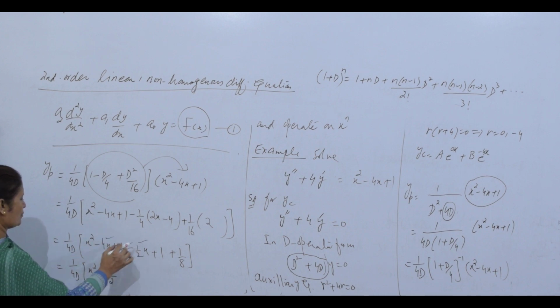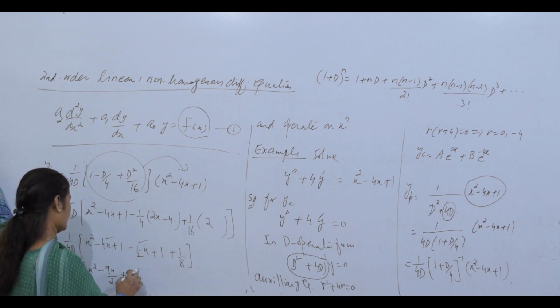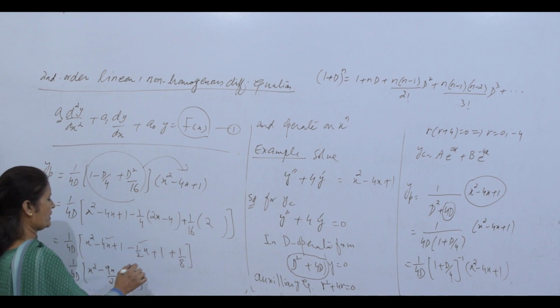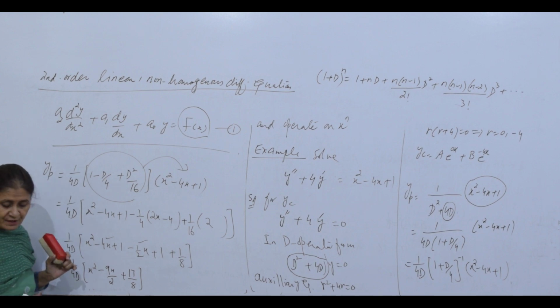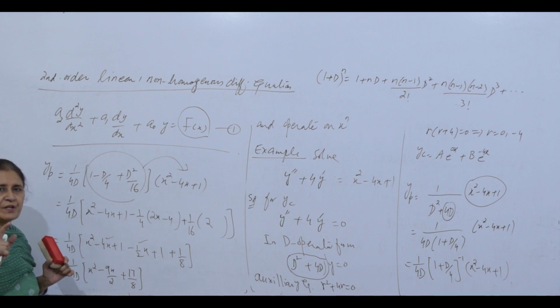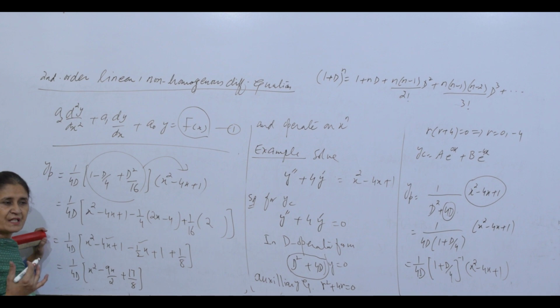You have this and this together: 1 plus 1 is 2, plus 1 by 8, which is 17 by 8. Now, if you are thinking capital D is the differential operator d by dx, what is 1 over D? 1 over D is the reciprocal of D. It means if capital D is differentiation, then 1 over D is integration.